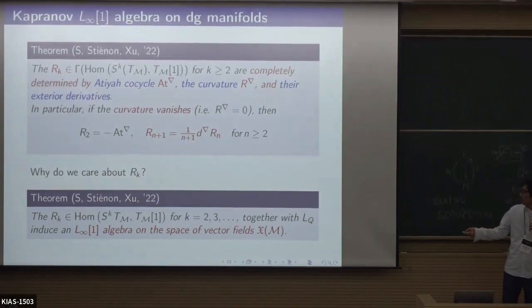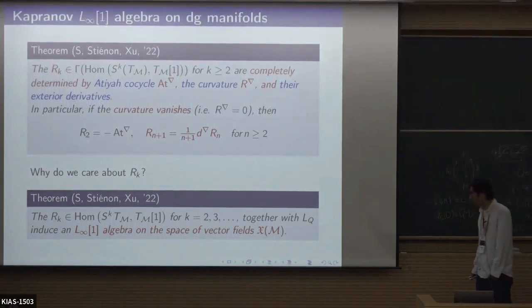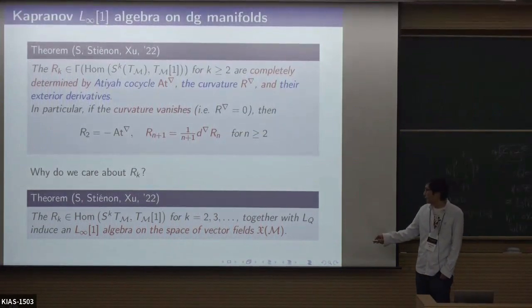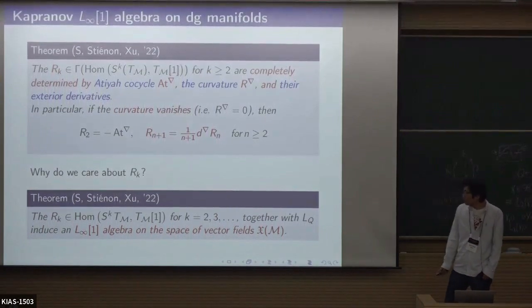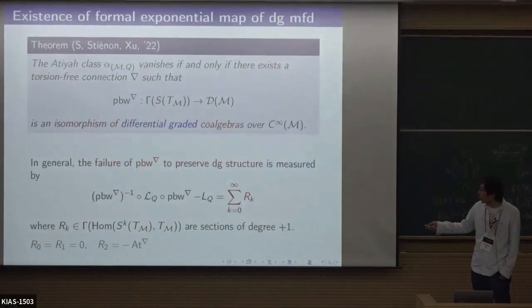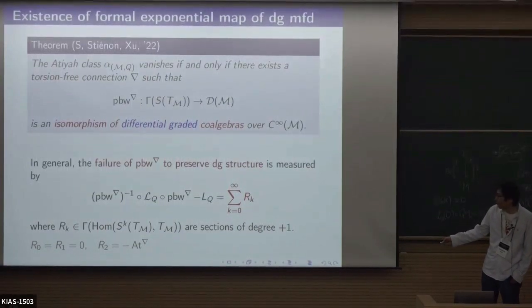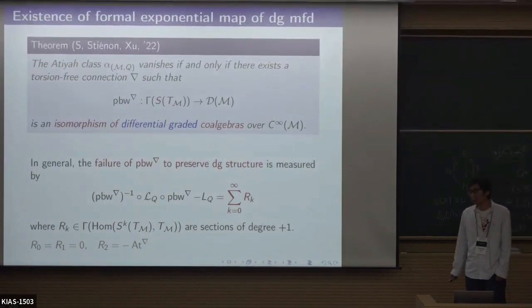It's because using these R_k, we can get something called an L infinity algebra on the space of vector fields. Well, actually, an L infinity 1 algebra. This is just a convention using the degree. So we get an L infinity algebra on the space of vector fields. The R_k are given by this formula, where each R_k has input in the k-th tensor and output is one tensor of TM.